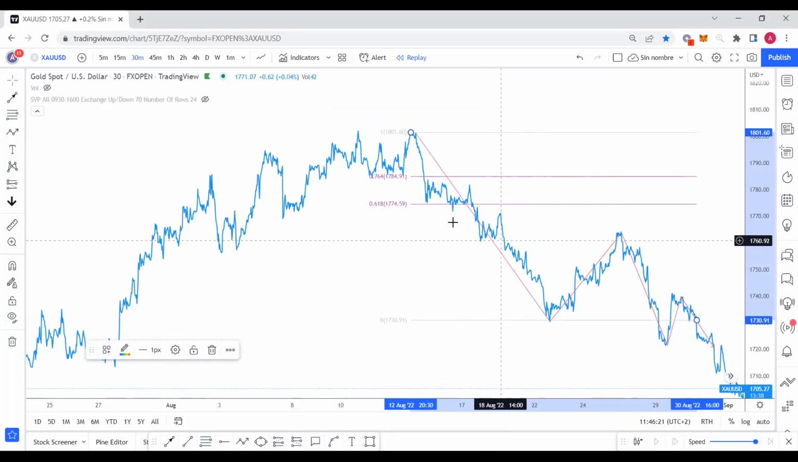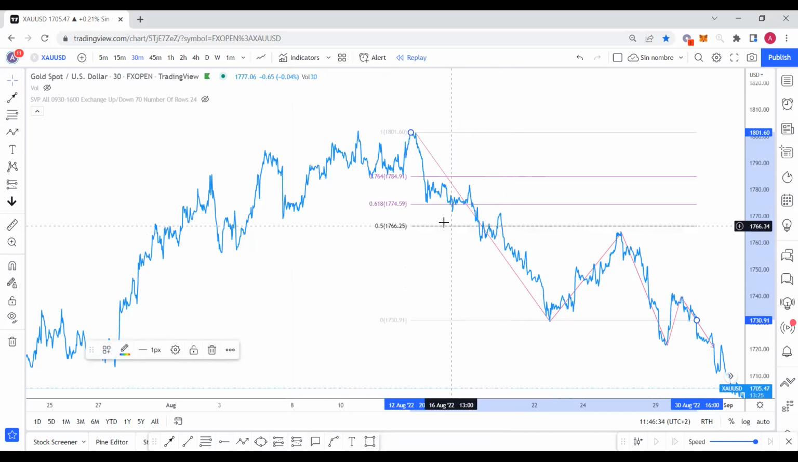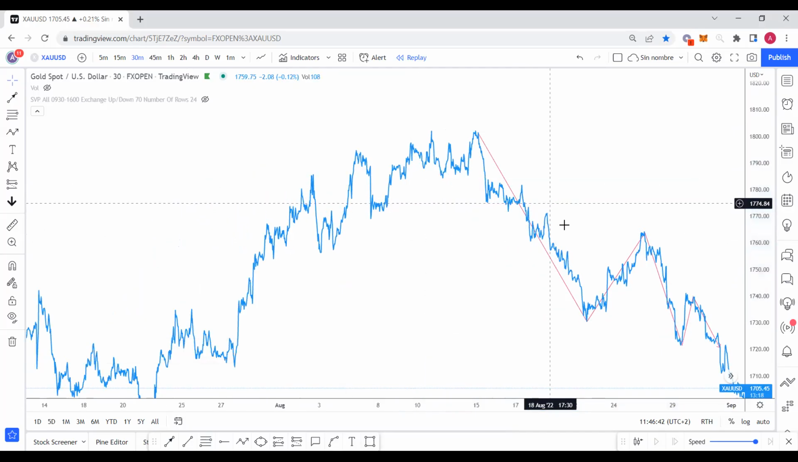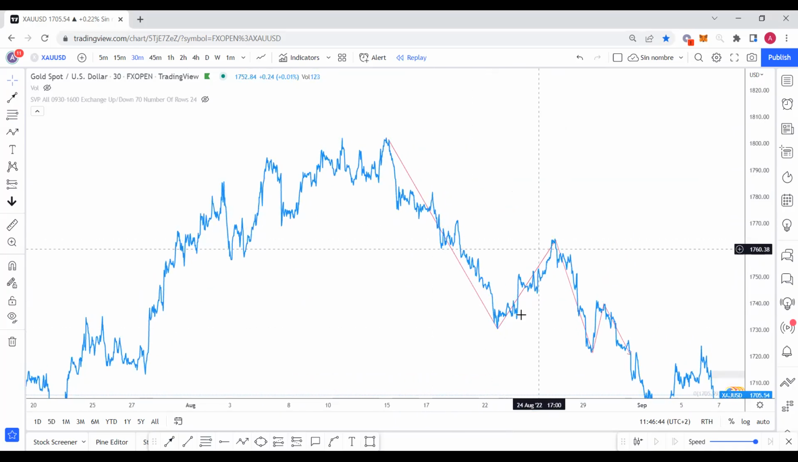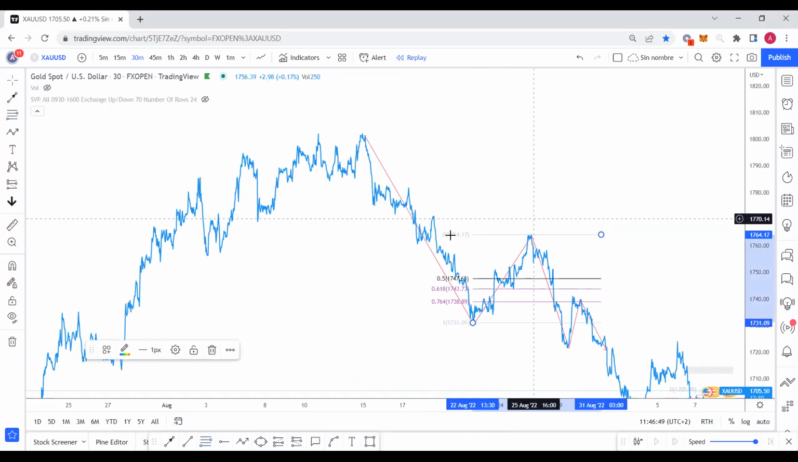If I want to always know the 50% of every impulse, then I will add, for example, the 50% level, okay? I know that this point right here is the 50% of every impulse. So again, price here creates a bullish impulse or a bullish retracement. I want to know where the 50% is, where the 61% is, and where the 76% is of this impulse, and the Fibonacci tells me this.